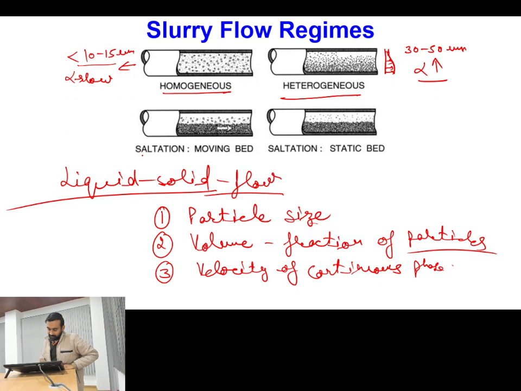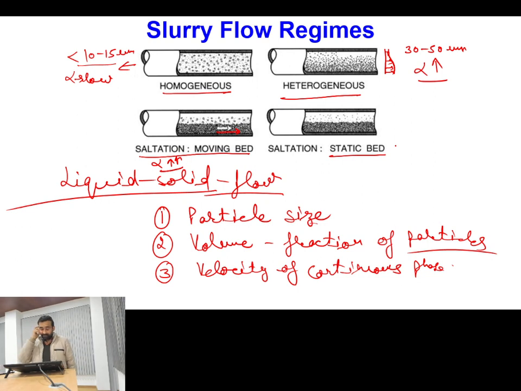And third is saltation or moving bed. The meaning of saltation is when the particle volume fraction is so high, and the particle sizes are such, that a good number of particles have completely settled at the bottom portion of the pipe. Though these particles have settled, they are still moving in the forward direction. So this is saltation flow with a moving bed. On the contrary, if my bed has become almost stationary, then I will have saltation flow with a static bed. Okay. So in the case of slurry flow, the flow regime is nothing but the effect of three parameters: particle size, volume fraction of particles, and velocity of the continuous phase, which control what type of flow regime will be present. Okay.